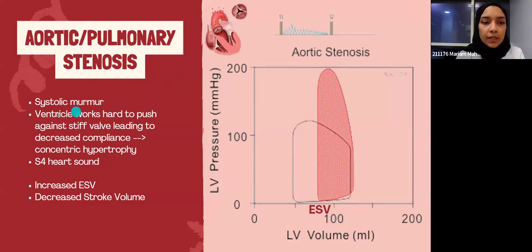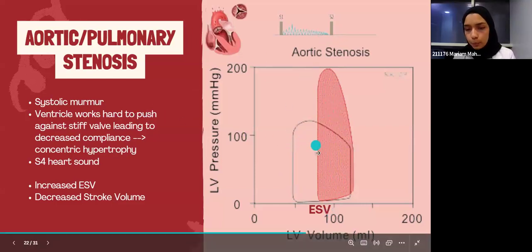Right. So basically, it will cause a concentric hypertrophy. And this is when we hear the S4 sound. So here you can see that the murmur here is systolic. It's between S1 and S2. It causes a crescendo, decrescendo. Okay. So let's see how it affects the PV loop.